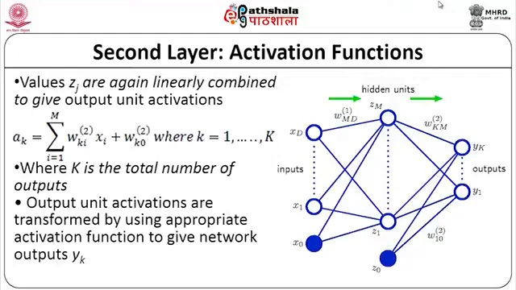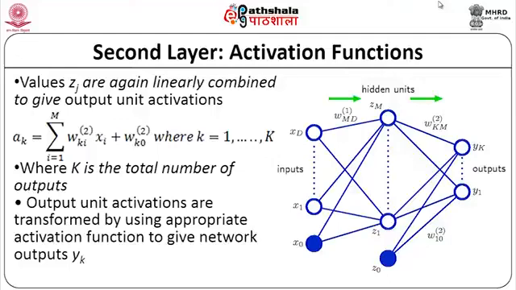So, k is the total number of outputs that you need, because here we are not doing the combination. 2 refers to the second layer. Output unit activations are transformed by using an appropriate activation function to give the network outputs y of k. So, the outputs you can see there are y of k.